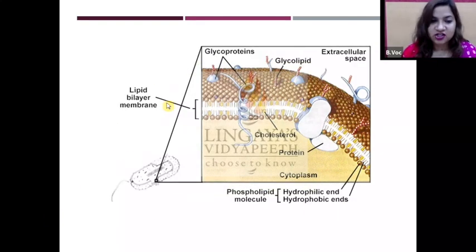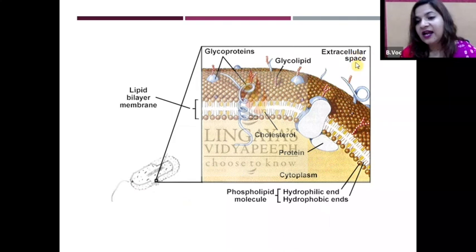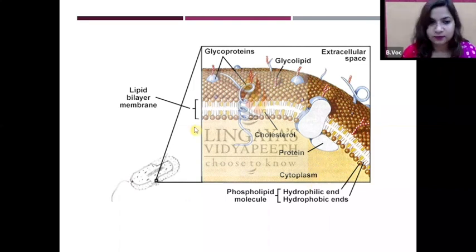Here you can see the structure. The lipid bilayer membrane is there. It is made of phospholipid molecules. Hydrophilic ends and hydrophobic ends are there. Then the glycoproteins are also present in the bacterial cell. The glycolipids are there, and extracellular space is there. The internal membrane also attaches cholesterol, protein, and cytoplasm.